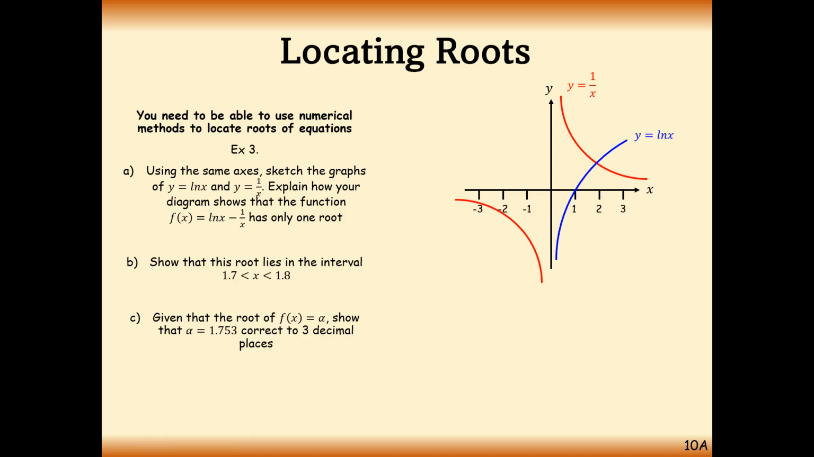In the next example, we've been given the graph of log of x and graph of 1 over x. We were asked to explain how our diagram shows that the function log of x minus 1 over x has only one root. From the diagram, we can see the two curves intersect at one point. So when these two curves intersect, the point of intersection would be where f of x here has a root equal to 0.